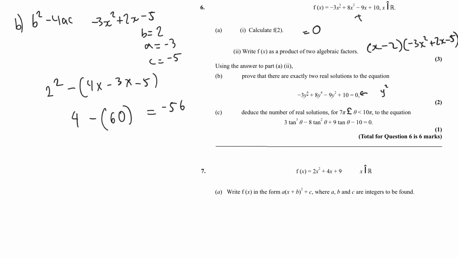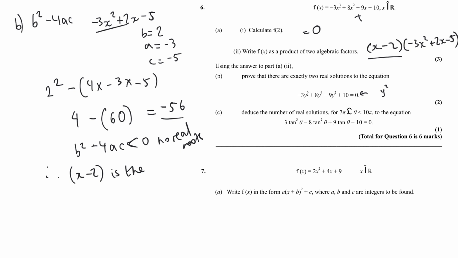But the thing is now, our discriminant is giving us a value, because we got minus 56, which is less than 0. So essentially from that quadratic part, there's no real roots, which means the only real root so far is the x minus 2. So then, therefore, x minus 2 is the only real root, because it gave a negative value for b squared minus 4ac, so it shows that none of the roots come from the quadratic part of the algebraic factor.